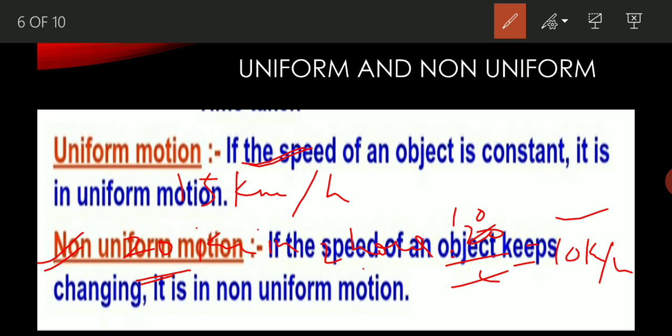Simply, if the moving object or vehicle has different speeds, that is, the speed is changing, we can say that it has non-uniform motion.